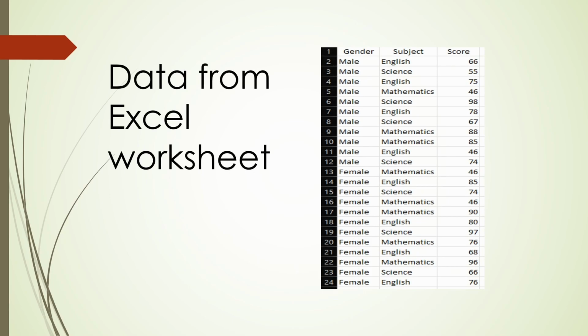And this is the data we're going to use today. We have gender, which has two levels, male and female. And for the subject, we have three levels: English, science, and mathematics. And we also have the score for the group.